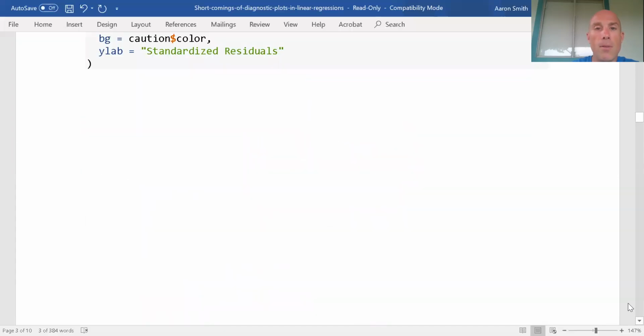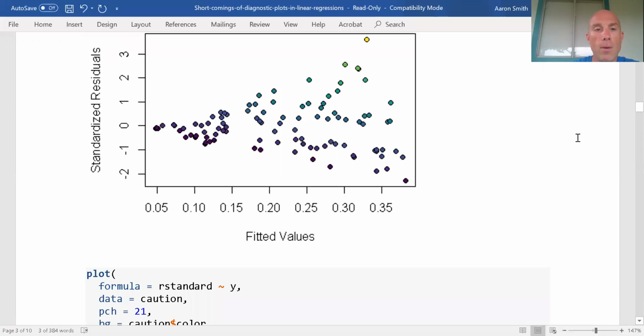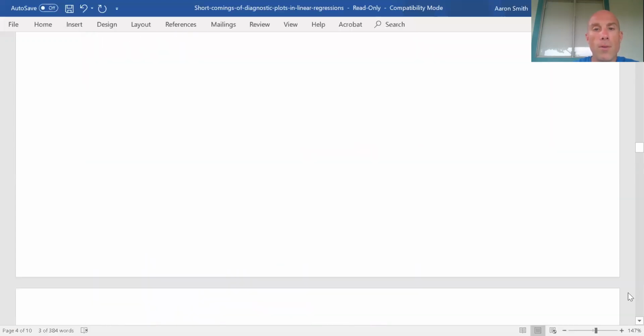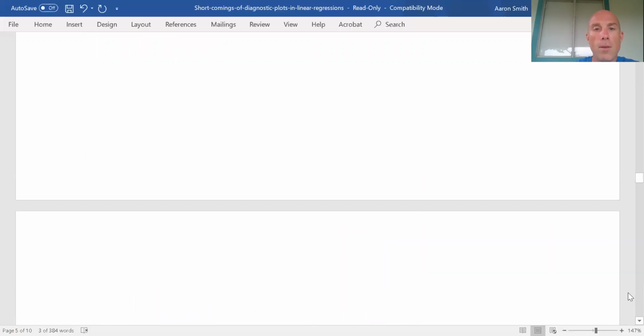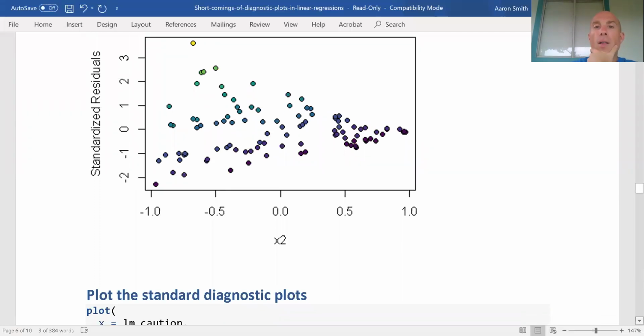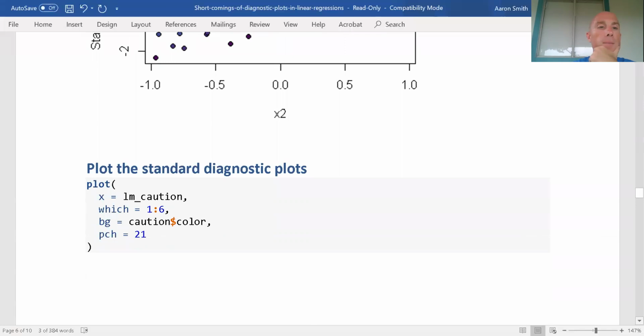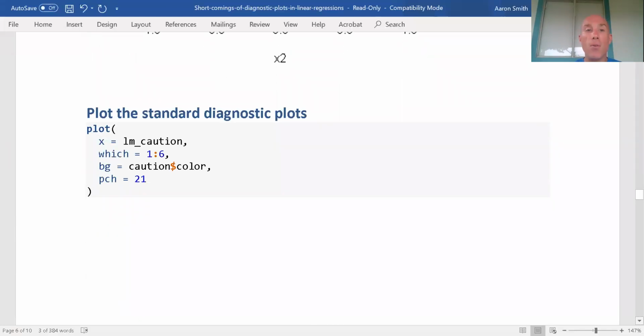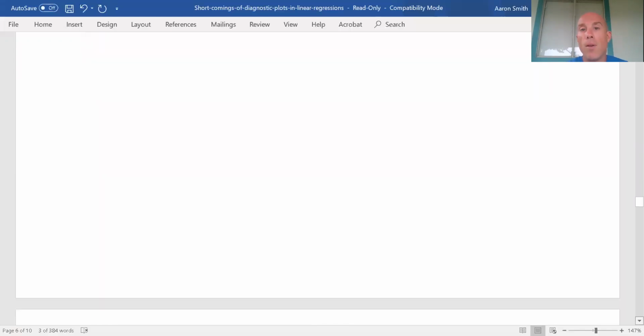Let's hop on down. Let's see, where were we? Oh, that's fitted. That's observed. x1, x2. Okay, I'm really not seeing a whole lot on how to approach this. Oh, that's my dog. All right, so now I'm going to go ahead and plot the standard diagnostic plots. Let's see if that reveals anything to me.